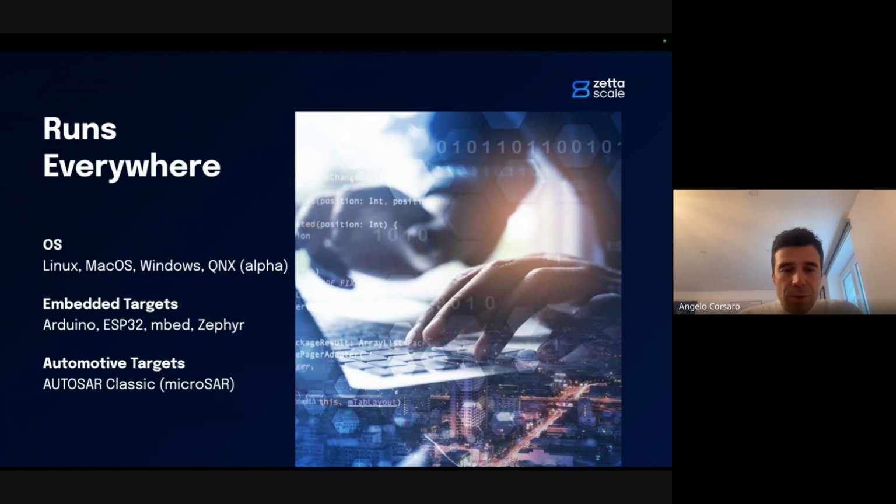In terms of OS support, we support Linux, macOS, Windows. QNX is coming. The Rust support for QNX is still kind of in its infancy, but moving, slowly but moving. And then in terms of embedded targets, here is just an example of some of the embedded targets that we support. So Arduino, ESP32, Mbed, Zephyr, I mean, usually you name it, and you check on Zenoh-Pico, and most likely it is supported. Other important things, we also support AUTOSAR Classic. That's mostly for automotive, not so much for robotics, but I think it's good to know too.